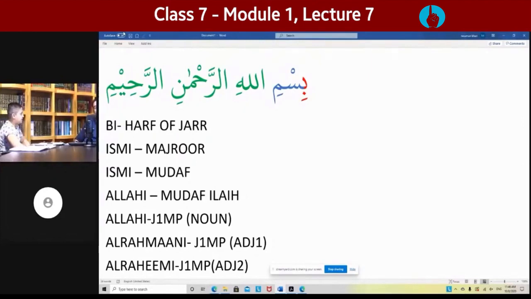And he said, Ba is a harf of jar. And Ismi is the majroor. And Ismi is the mudaf. And the word Allah is the mudaf ilayh. And he actually had me come up on the board, because we had a board back then. This is the ancient times, I came on my donkey to the masjid. He made me come up on the board and say, okay, what's this? And we broke it all down. And then we went to Maghrib prayer, and I bawled in tears because this was my first ayah.